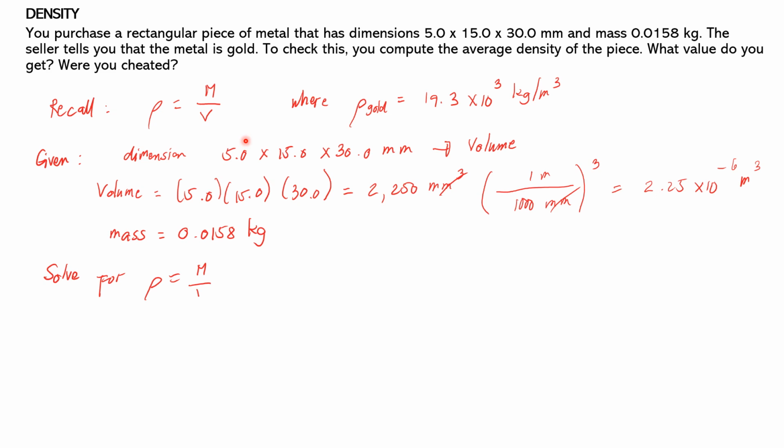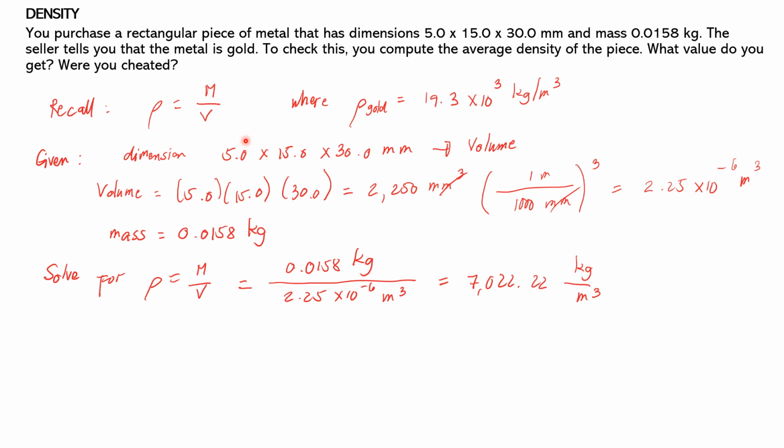So let's solve for the density, rho, mass over volume. Here, we need to substitute the values for mass over volume, and that is equal to 0.0158 kilogram over the volume, and that is 2.25 times 10 to the negative 6 cubic meter. And this is equal to 7,022.22 kilogram per cubic meter. And that is the average density of the piece that you purchased.